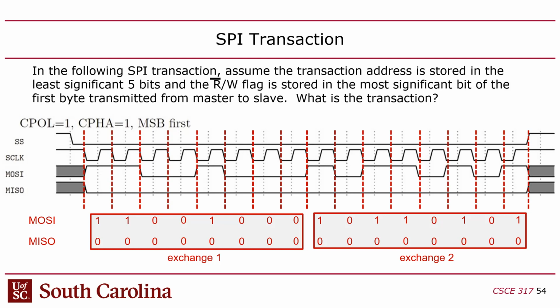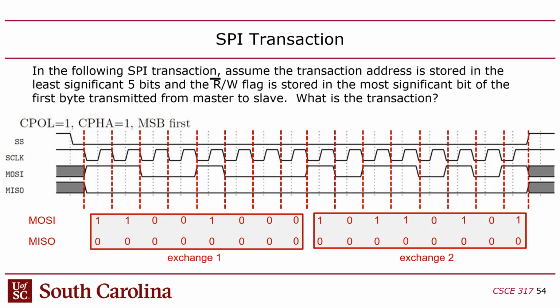Now, if I really want to look at this and make sure that it's a write, I have to look at the bits. Remember I said that the least significant 5 bits is the address, and the read-write flag is stored in the most significant bit. Notice read has a bar over it, which means if this flag is 0, it's a read, and if it's a 1, it's a write. So what is it? It's a 1, right? There's a 1 there. So that's a write.